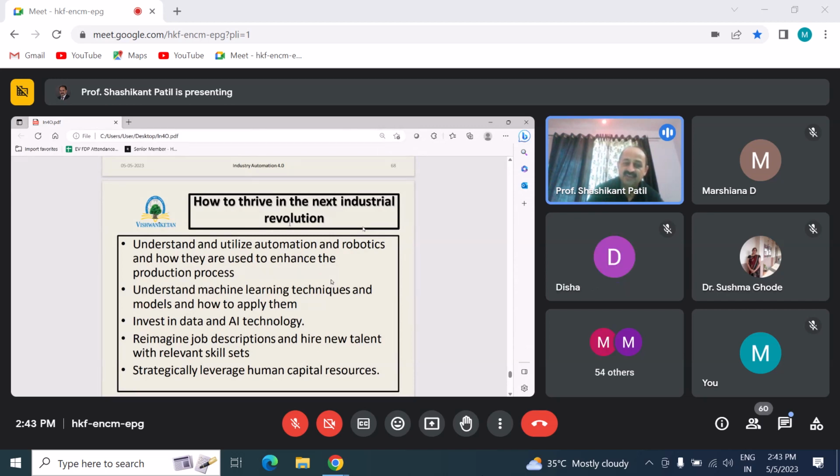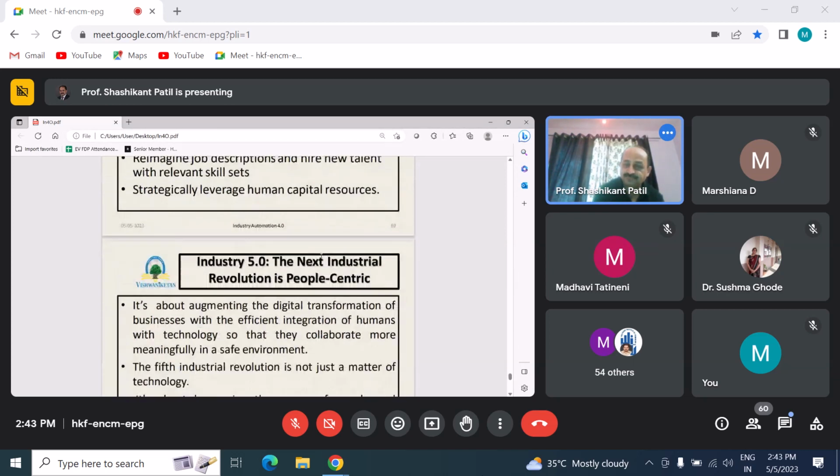Then we have to reimagine job descriptions, what types of job roles and profiles will be there. Okay, and we have to hire new talent with relevant skill sets. Okay, then strategically leverage human capital resources.